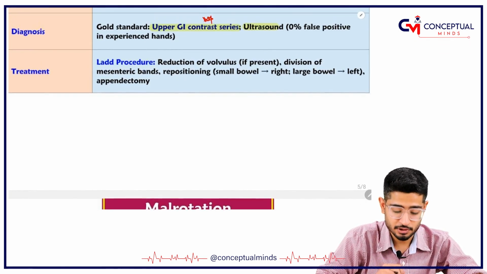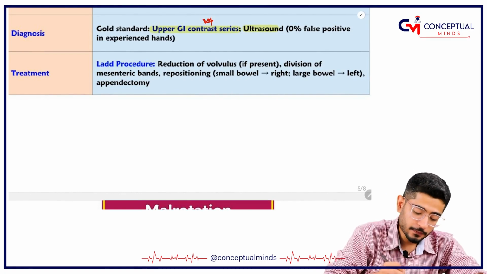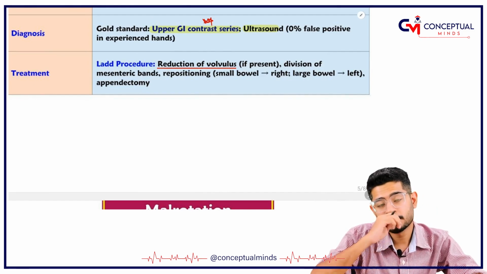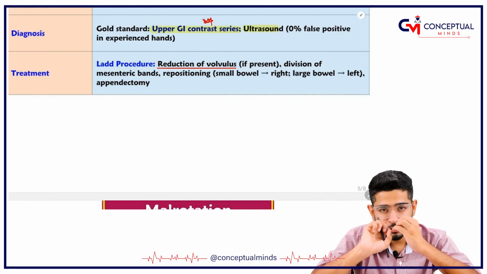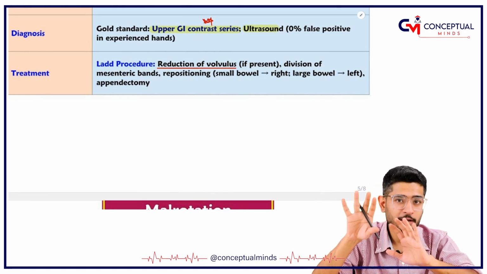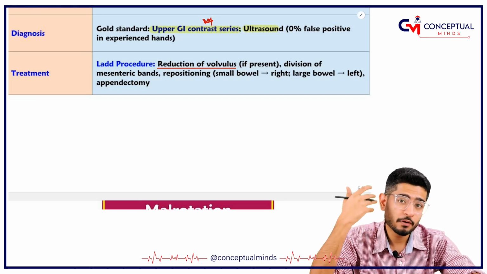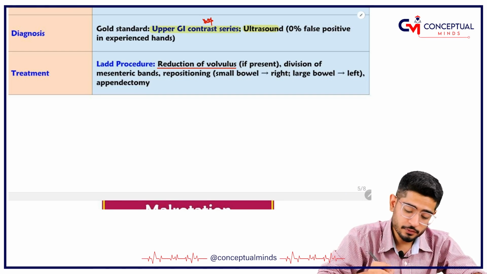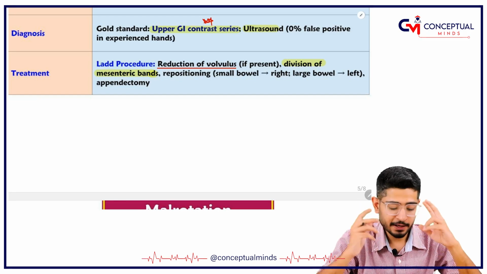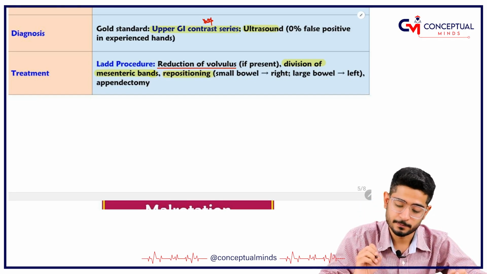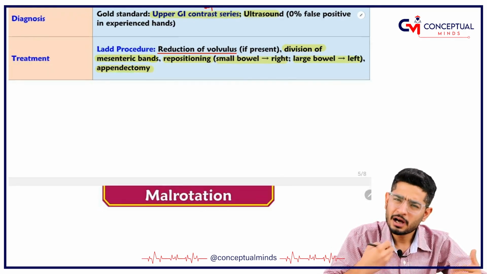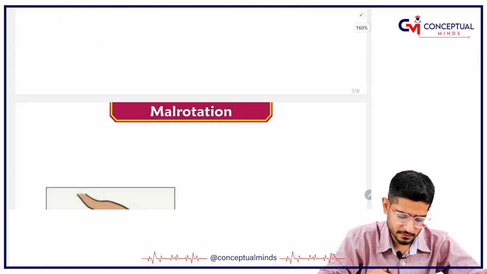Treatment is Ladd's procedure. So what is Ladd's procedure? First of all, you have to reduce the volvulus. I told you that it is going to get malrotated, then go inside the abdominal cavity and get fixed there. So it is getting fixed with the help of what? With the mesentery only. So we will divide the mesenteric bands also. We reduce the volvulus, divide the mesenteric band and reposition: small bowel on the right, large bowel on the left, and we do the appendectomy also. Prophylactic appendectomy is also done.